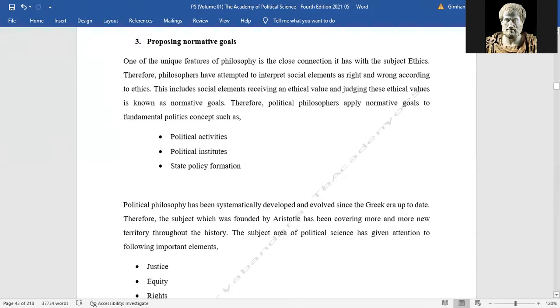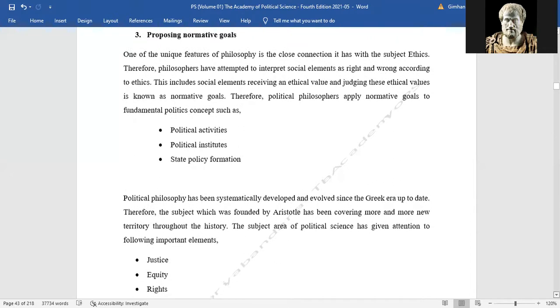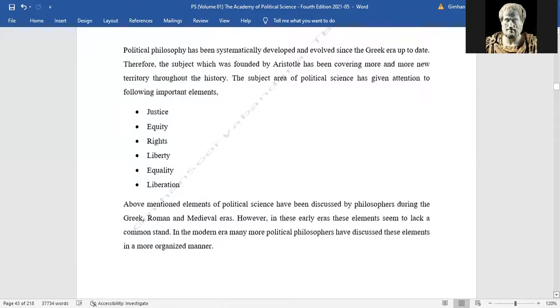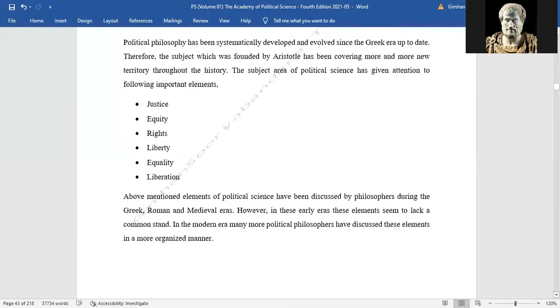Political philosophy has been systematically developed and evolved from the Greek era up to date. Therefore, the subject, which was founded by Aristotle, has been covering more and more new territory throughout history. The subject area of political science has given attention to the following important elements: justice, equity, rights, liberty, equality, liberation. The above-mentioned elements of political science have been discussed by philosophers during the Greek, Roman, and medieval eras. However, in these early eras, these elements seem to lack a common stand. In the modern era, many more political philosophers have discussed these elements in a more organized manner.